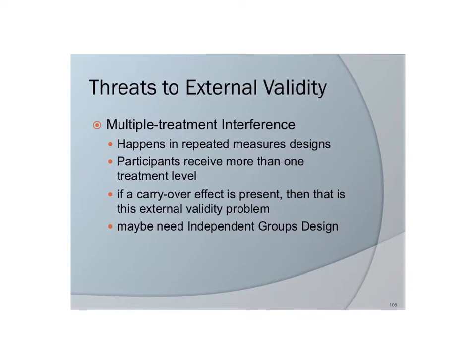And then there's multiple treatment interference. This happens in repeated measures designs where people receive more than one treatment condition and we have carryover effects. We wouldn't have carryover effects in the real world, because when you generalize to the real world, we often aren't introduced to multiple different treatments. So that would affect our ability to generalize to the real world. So in this case, sometimes even though independent groups designs are less powerful and have less control, so therefore could hurt internal validity, it might actually help external validity in this situation.